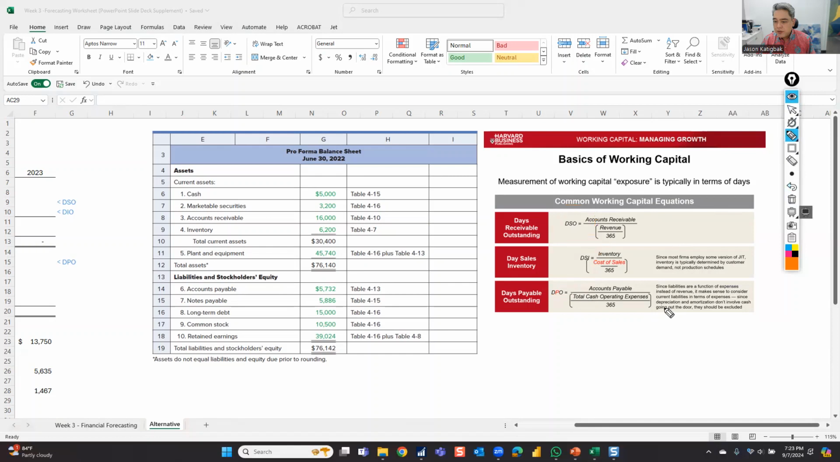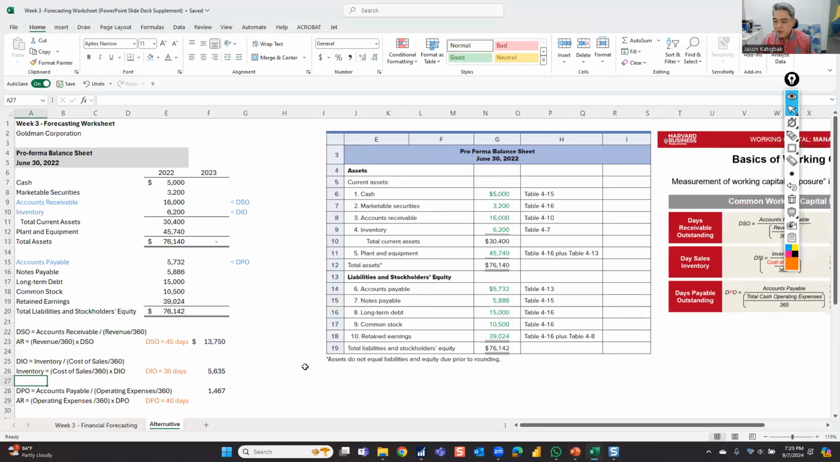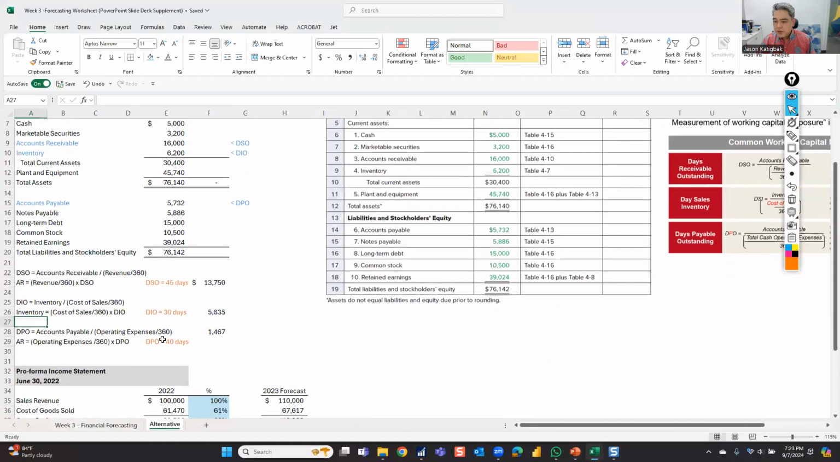So I took the same information. I wanted to make sure that you can see it as a reference. And then here, these are the formulas. These are the things that we were looking at. It's the same as what we have on the screenshot from the HBS slide or picture.